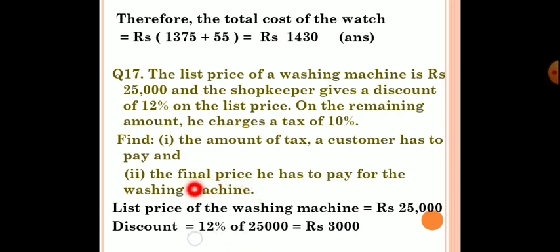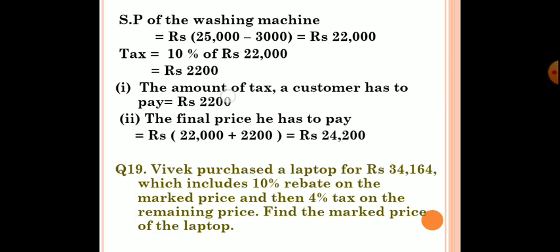So given is the list price of the washing machine, which is rupees 25,000, and discount is given as 12% on this list price, that is 12% of 25,000, that is equal to rupees 3,000. Now the selling price of the washing machine is equal to list price minus discount, that is 25,000 minus 3,000, which is equal to rupees 22,000.